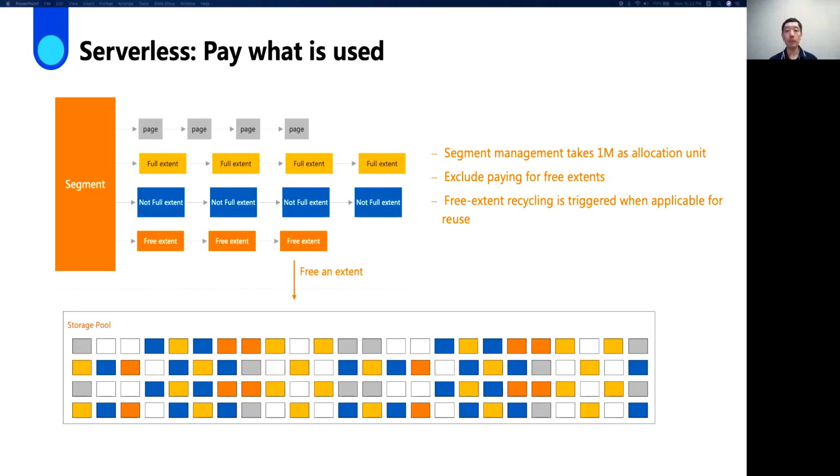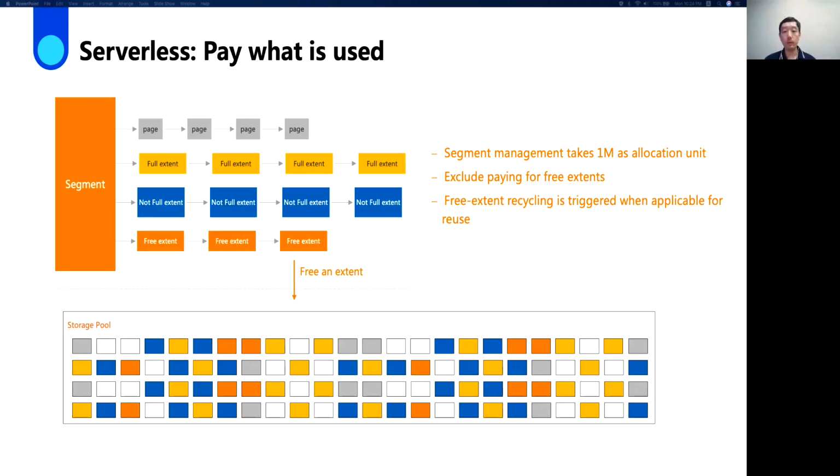In order to make an accurate calculation of the space usage, we can rely on 3 different lists that are associated with one segment. They are the full extent list, not full extent list, and free extent list, respectively. Only the extents in the full list and the partial full list are added up for the space usage calculation, which can help the customer to save money.